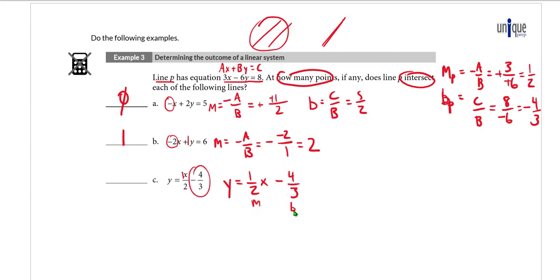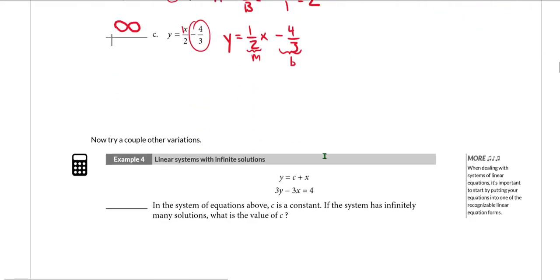So I can see in this line I've got the same slope, 1/2, same slope as line P, and I have my same y-intercept, negative 4/3. These are the same line. There's no difference between these lines. They have the same slope, same y-intercept, they're the same line, which means I have an infinite number of points of intersection or an infinite number of solutions. So again, that is how we can use slopes and y-intercepts to determine which of the 3 possible outcomes to a linear system we are dealing with.